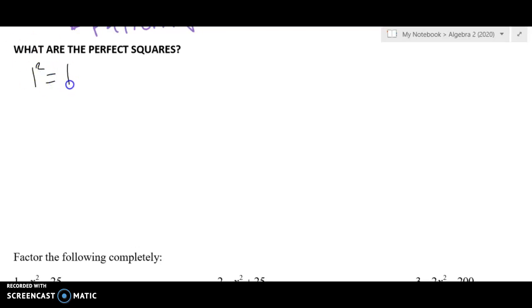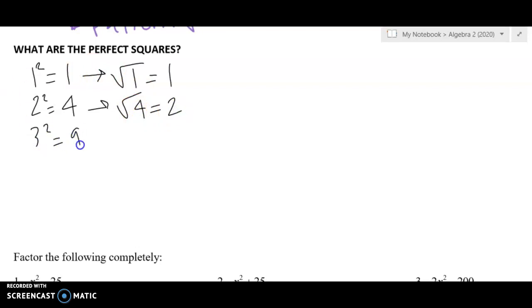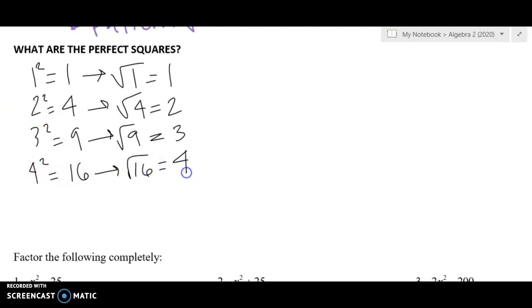1 squared is 1. And if I wrote that as a square root, the square root of 1 is equal to 1. That's a perfect square. 2 squared is equal to 4. If I took the square root of 4, it would perfectly give me 2. 3 squared is 9. If I took the square root of 9, it would perfectly get me back to 3. 4 squared is 16. If I took the square root of 16, it would get me perfectly to 4. These are perfect squares so far. It only happens for certain numbers.